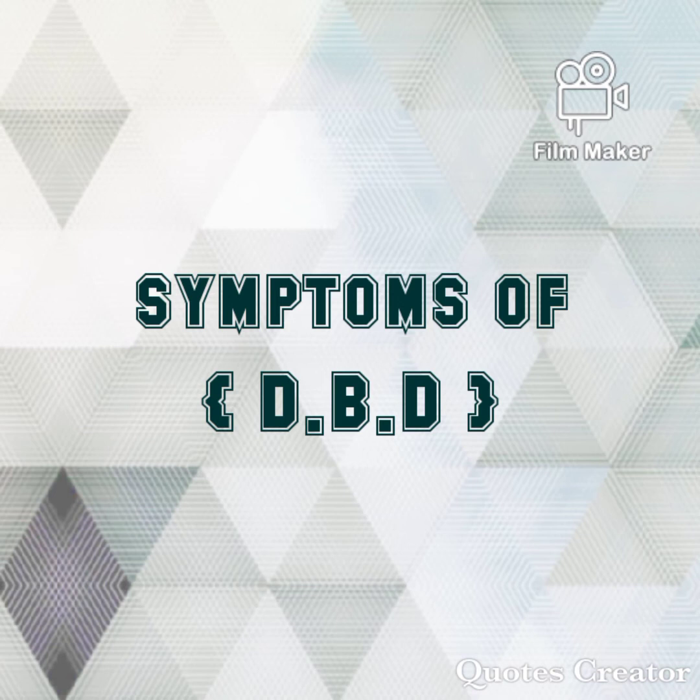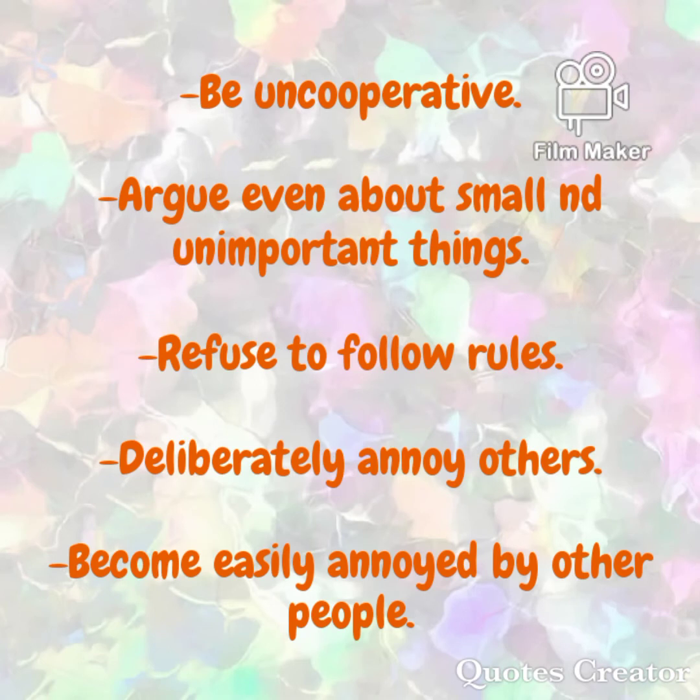Of all the disorders I have told you in these six, these are the symptoms of all these kinds of disruptive behaviors. As you can see on the screen: being uncooperative, they don't want to cooperate with social norms, with their peer groups and family members; arguing even about small and unimportant things; refusing to follow rules; deliberately annoying others, like they want to fight with others; becoming easily annoyed even when someone is not harming them; blaming others; destroying property; and running away from home.